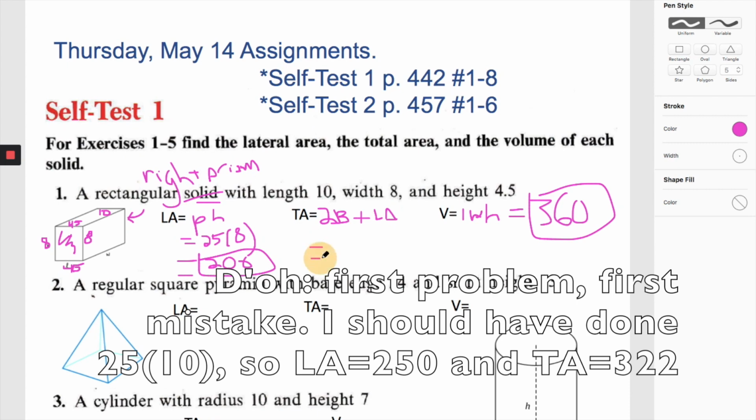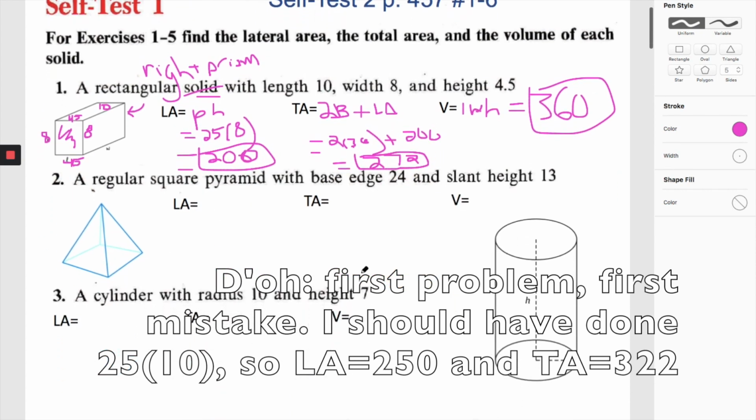Okay, area of 2 bases is going to be, well, 4.5 times 8. Let's do that in our heads real quick. So that would be 36 times 2. So 2 times 36 plus 200. And I get 272. I'll have to check my answers afterwards and then report back to you if we made any mistakes. But also keep an eye out for them in case I'm making mistakes.